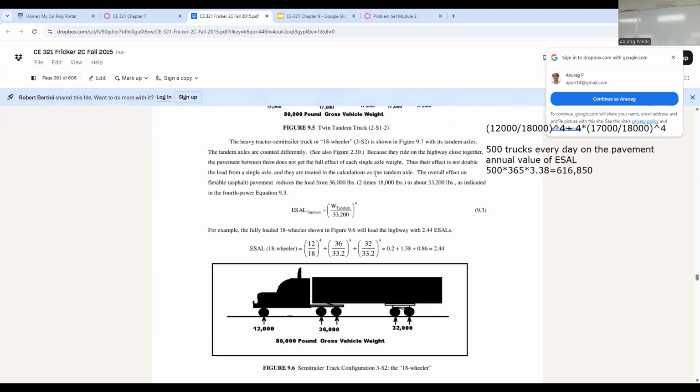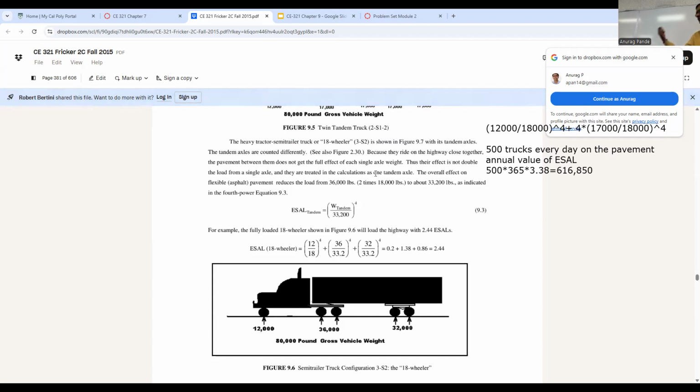You can see that the twin tandem truck does a little bit less damage because the equivalent single axle load for that is only 2.44 rather than 3.38, right? So because of the tandem axle, it's just doing a little bit less damage to your pavement compared to the 2S12 truck that you showed before.